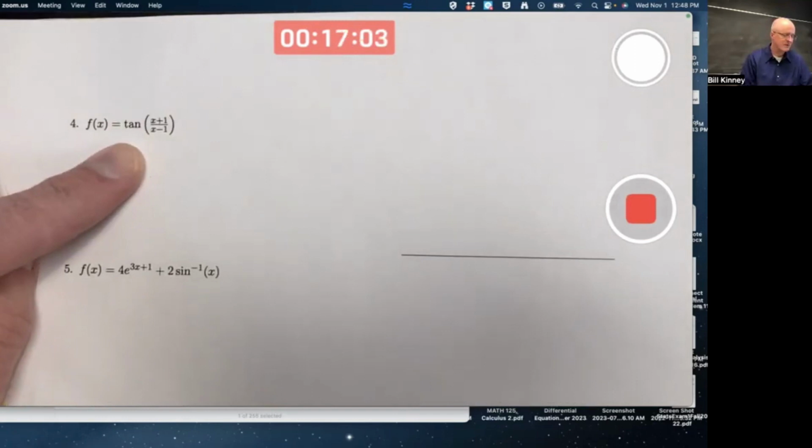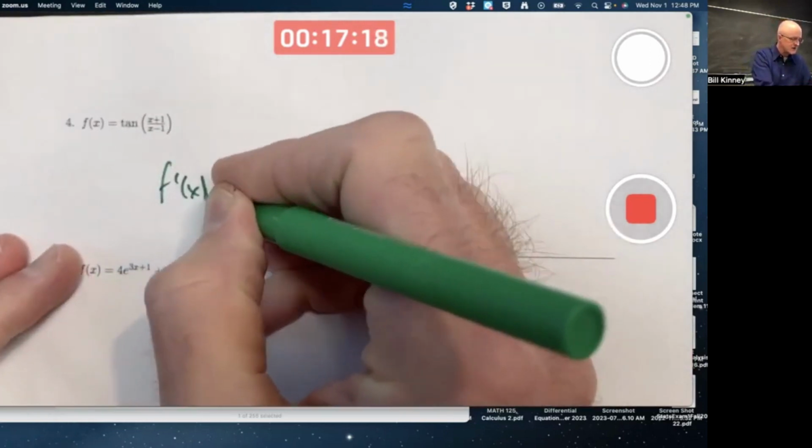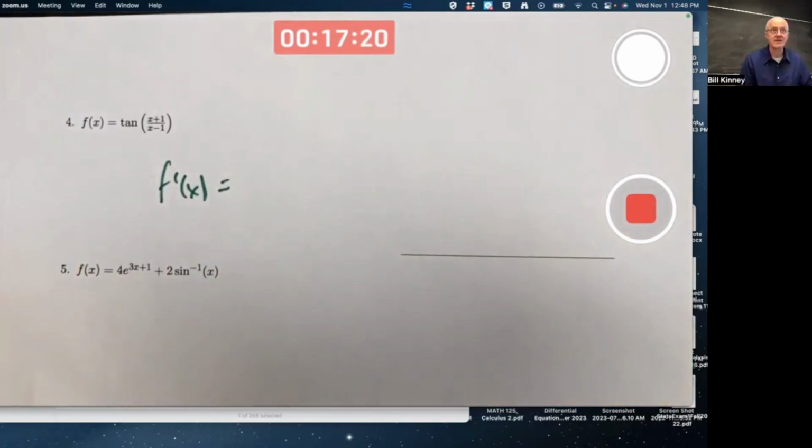4, tangent of x plus 1 over x minus 1. That's not an inverse tangent, it's tangent. One mistake was people treated this as if it was an inverse tangent. No, it's tangent. So the derivative of tangent is secant squared, memorized.